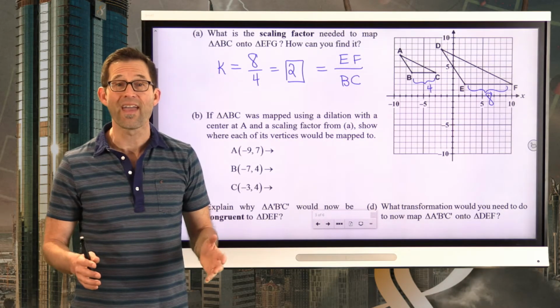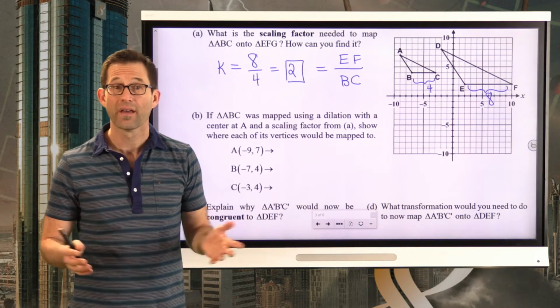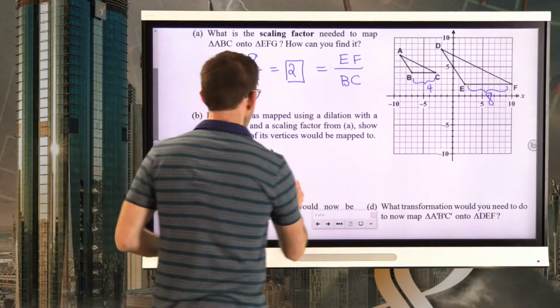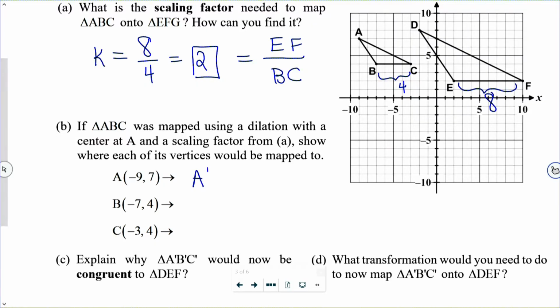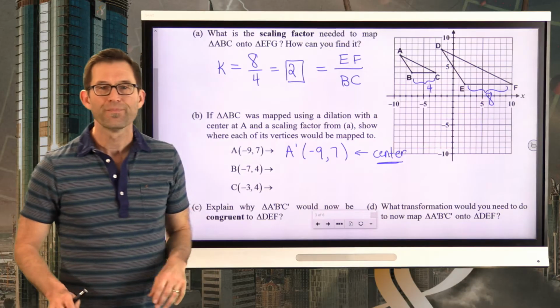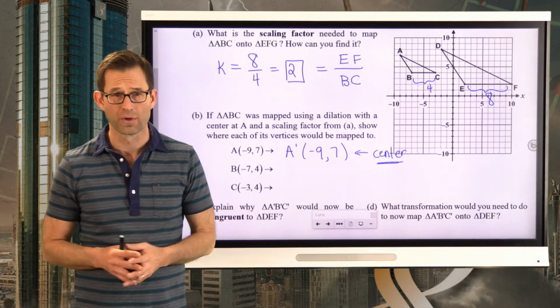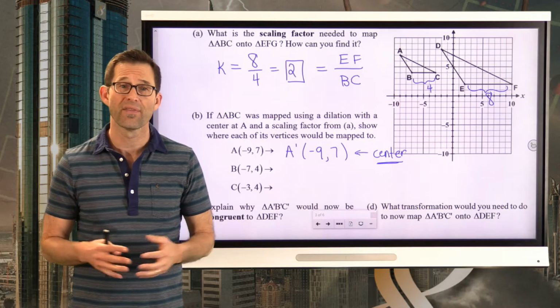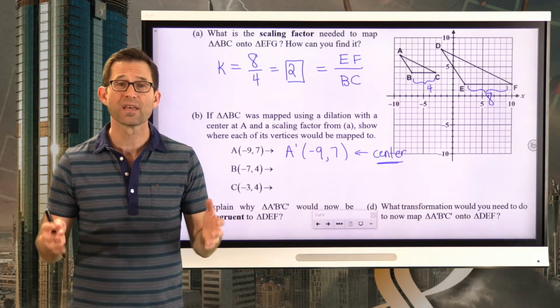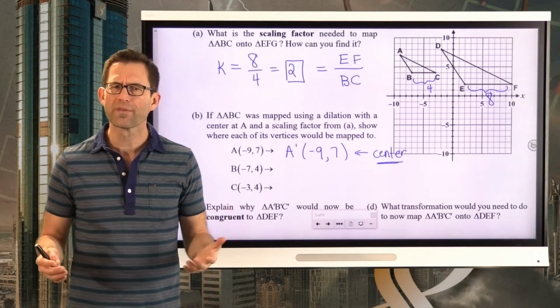All right, well, A is the center. So A's not going anywhere. A prime is going to be -9, 7, because it is the center. And under a dilation, the center doesn't go anywhere. Now, this would be so easy if the center was at the origin, but the center isn't at the origin. And because the center is not at the origin, we have to work at this a little bit harder.